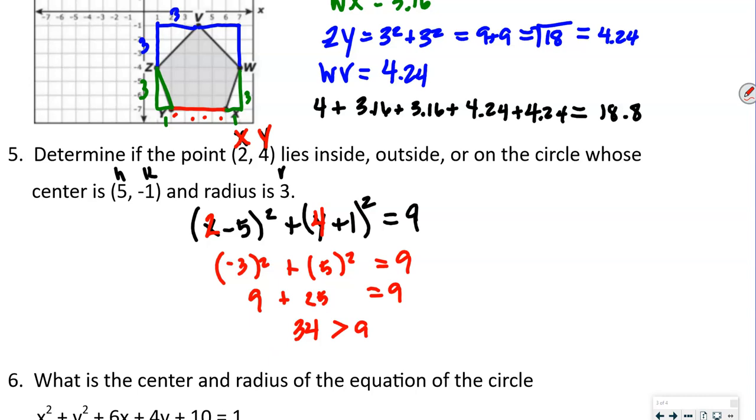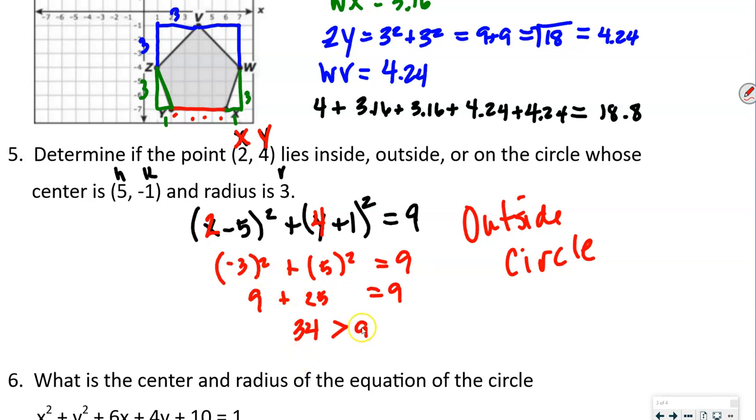So it's asking us, does the point lie on, inside or outside the circle, right? So this is going to be outside the circle, right? Because it's bigger. 34 is greater than 9, okay?